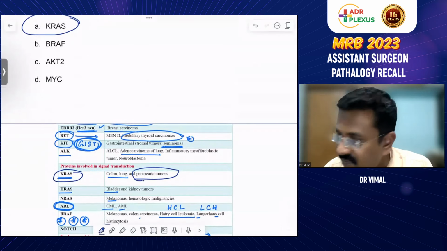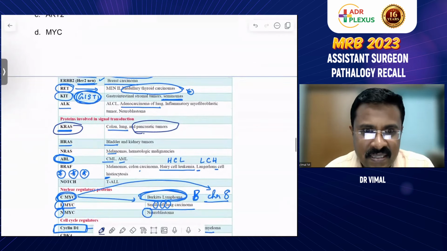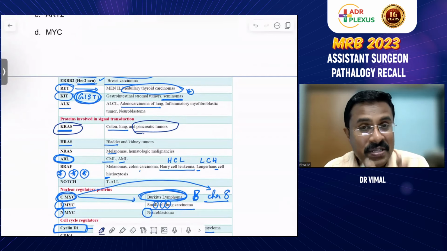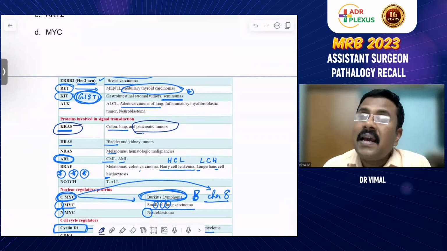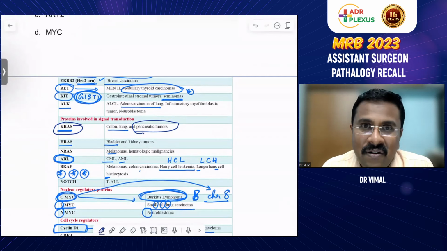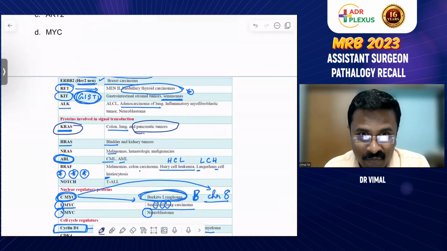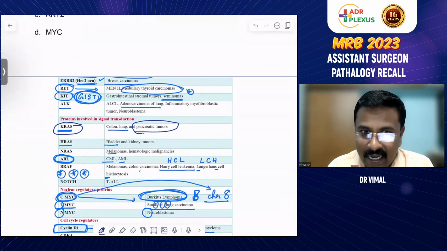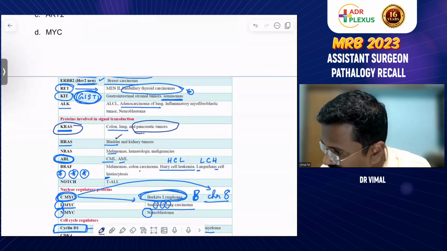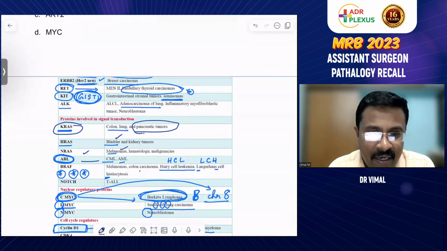HER2/neu for breast cancer, RET for medullary thyroid cancer, and KIT for GIST, that is the gastrointestinal stromal tumors, and also the seminomas. And remember ALK. ALK is for anaplastic large cell lymphoma, adenocarcinoma of the lung, and neuroblastoma. KRAS is very important. And also remember HRAS for bladder, NRAS for melanomas, ABL for CML, AML.